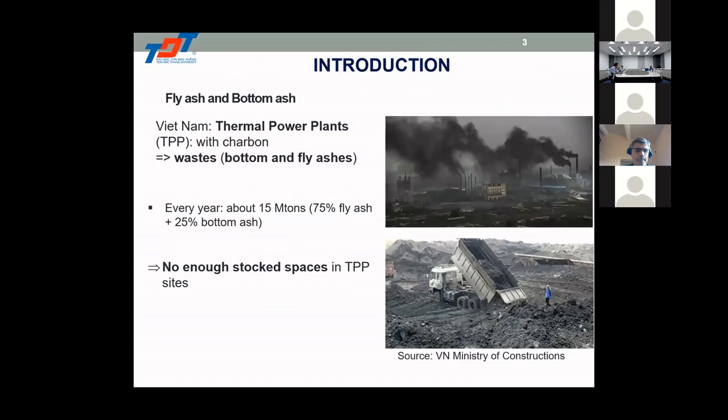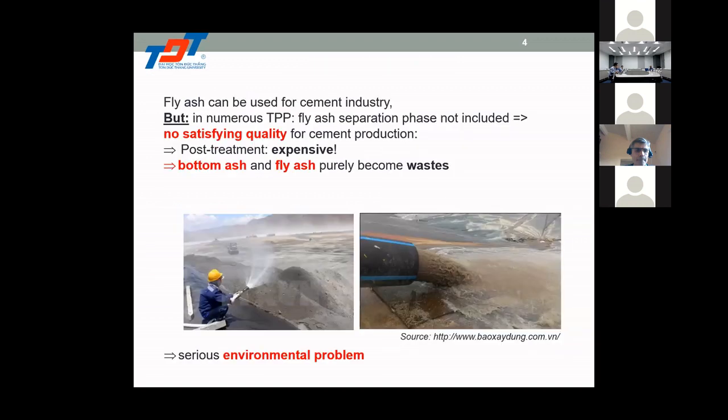For the introduction, fly ash and bottom ash in Vietnam and in some other countries in the world: the thermal power plants use coal, which generates a lot of waste, the bottom ash and fly ash, and every year about 15 million tons are generated in Vietnam, about 65% fly ash and 25% bottom ash. So we will not have enough storage space in thermal power plant sites for bottom ash and fly ash.